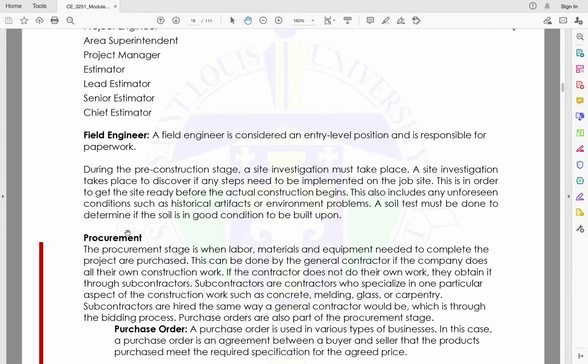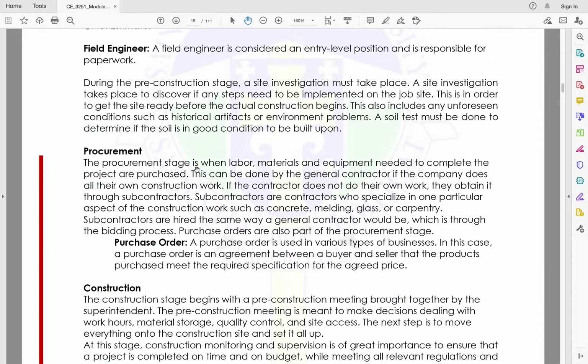Okay. Next is procurement. In the procurement stage, labor, materials, and equipment needed to complete the project are purchased. So procurement is the phase or the process of acquiring the needed resources. This can be done by the general contractor if the company does their own work in the construction. Now, if the general contractor cannot do the work alone, then they will subcontract a certain scope of work to another contractor, and we call them a subcontractor or contractor.